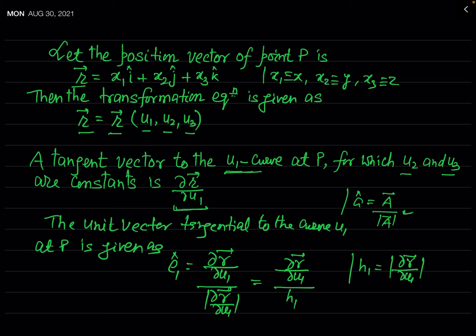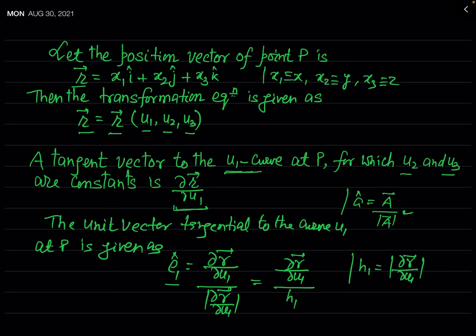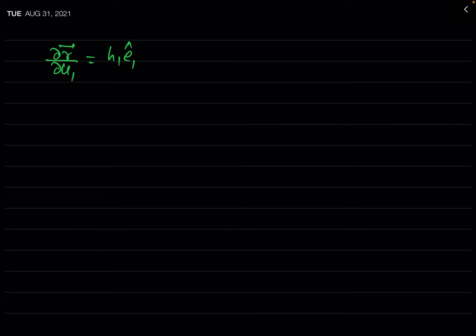So in this way we define the tangential unit vector e1 hat, and from this result you can define the vector along the tangent, del r by del u1, to be simply h1 e1 hat. You can see when you find del r by del u1, this will be h1 e1 hat. And in this way you can also define the other two tangential unit vectors e2 hat and e3 hat, observing this result which we have just obtained.